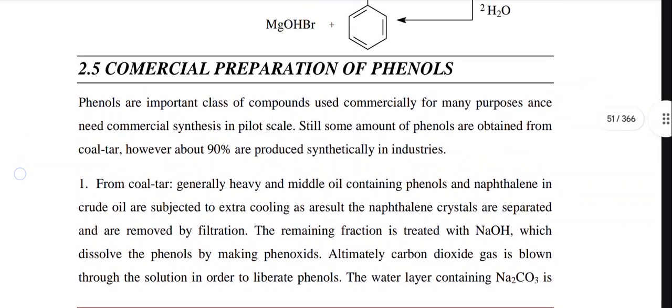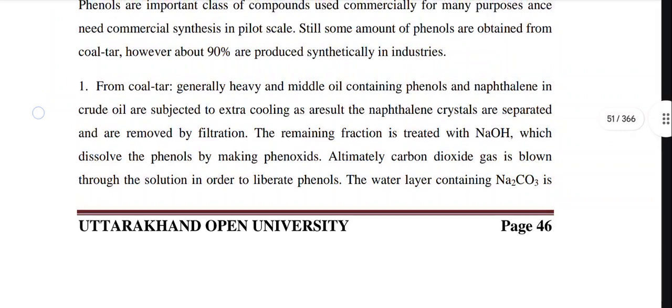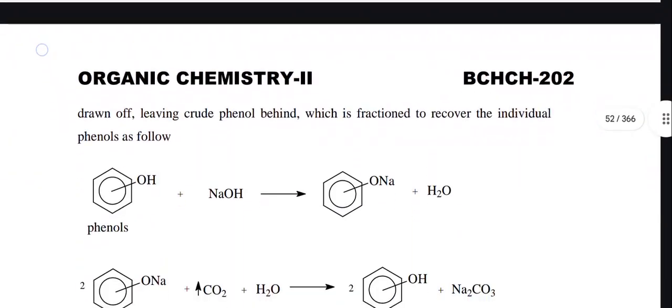From coal tar, generally heavy or middle oil containing phenol and naphthalene in crude oil is subjected to cooling. As a result, naphthalene crystals separate and are removed by filtration. The remaining fraction is treated with NaOH to dissolve the phenol by making phenoxides. Ultimately, carbon dioxide gas is blown through the solution in order to liberate phenol. The water layer containing Na2CO3 is drawn off, leaving crude phenol behind, which is fractionated to recover the individual phenols.